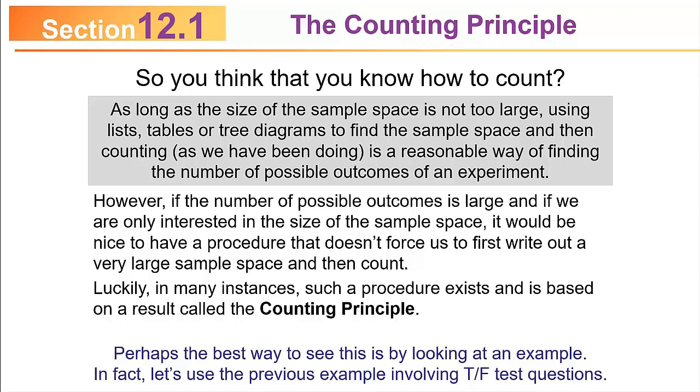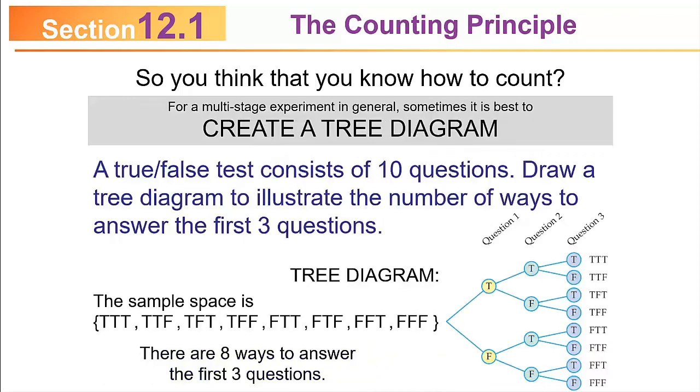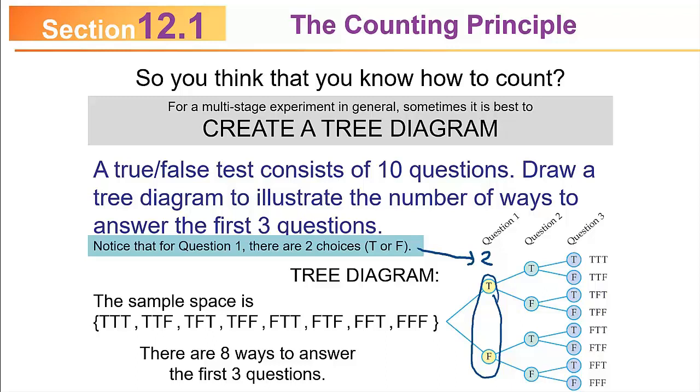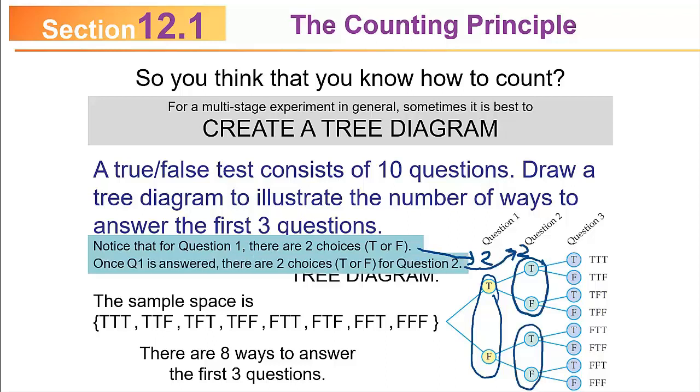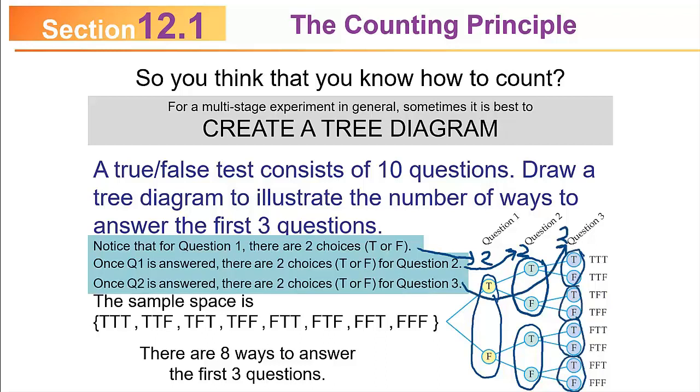In fact, let's go back to the previous example involving those true-false test questions. Recall that we had a true-false test consisting of 10 questions, and we were trying to find out how many ways there are to answer the first 3 questions. And we did a tree diagram, and it turned out that there were 8 different ways. Let's look at this in a little more detail. For question 1, there were 2 possible answers, true or false. For question 2, there were also 2 possible answers, true or false. And for question 3, there were 2 possible answers, true or false.